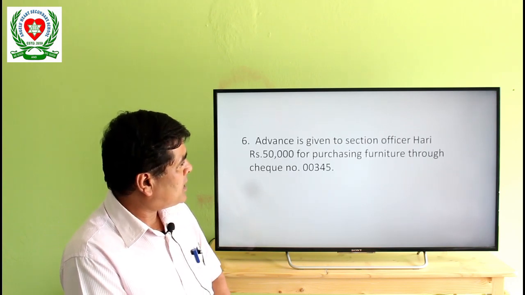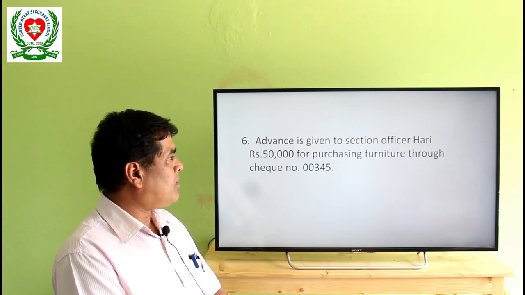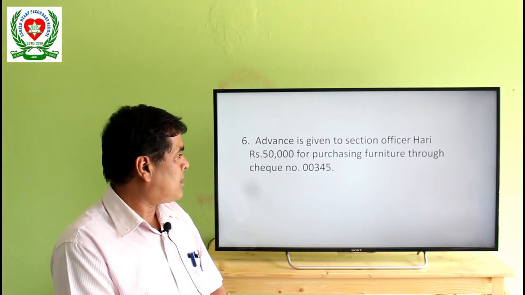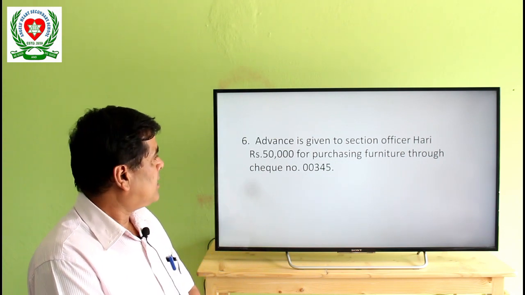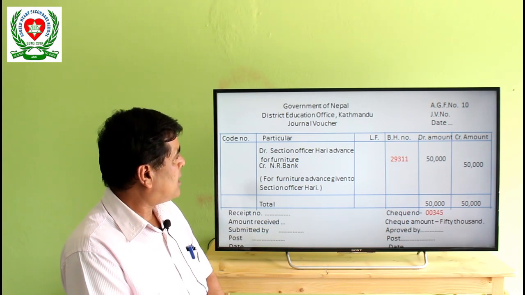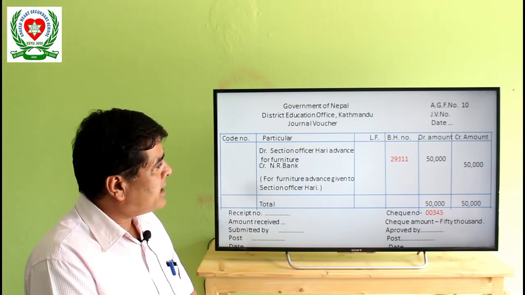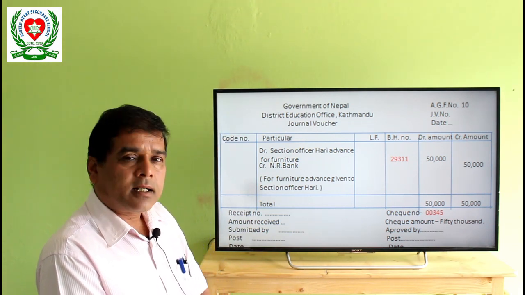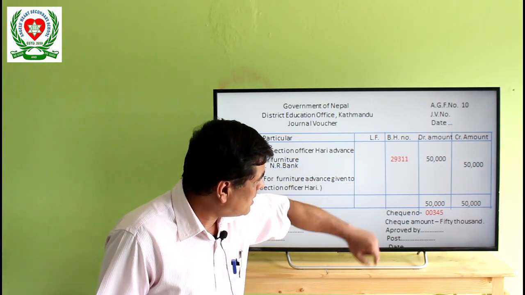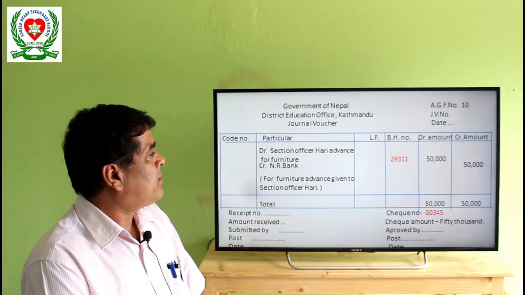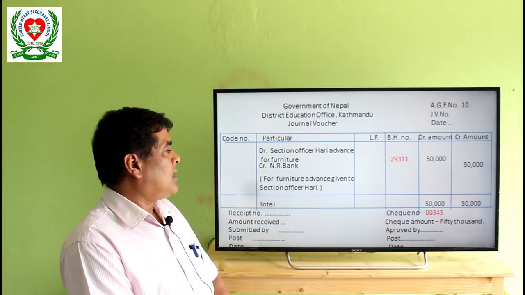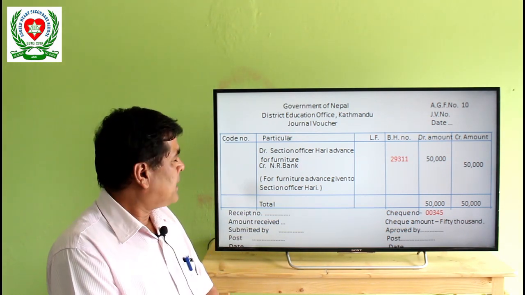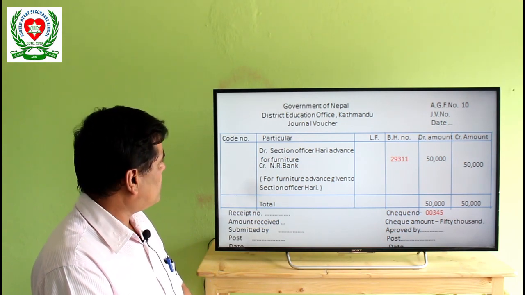Let's see another question. Advance is given to section officer Hari, rupees 50,000, for purchasing furniture through check number 00345. The journal voucher for this: debit section officer Hari, advance for furniture, credit NR Bank. The BH number of furniture is 29311; it should be mentioned in the head number column, and amount 50,000, credit also 50,000. This amount should be recorded in the bank cash book in this way.